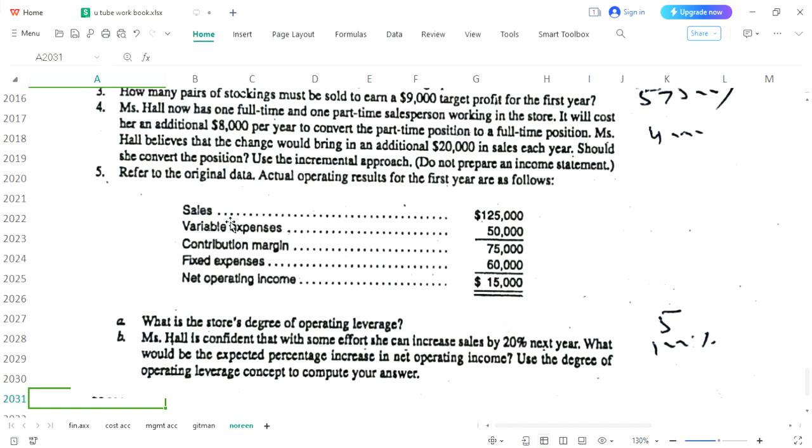And what this part is saying, again our contribution margin format income statement has been given. Sale minus VC is CM, CM minus FC is NM. This is given. What is the store's degree of operating leverage?